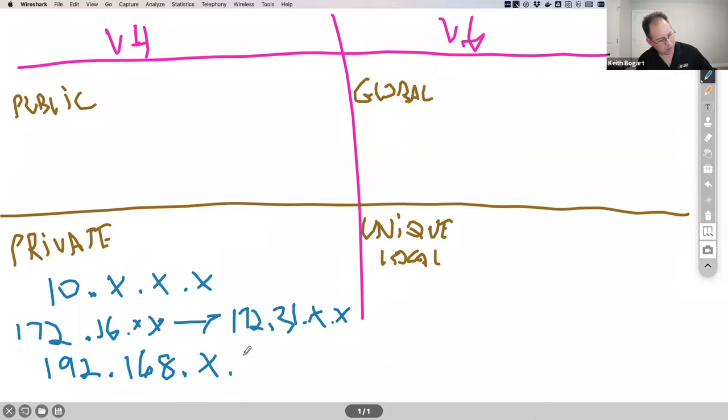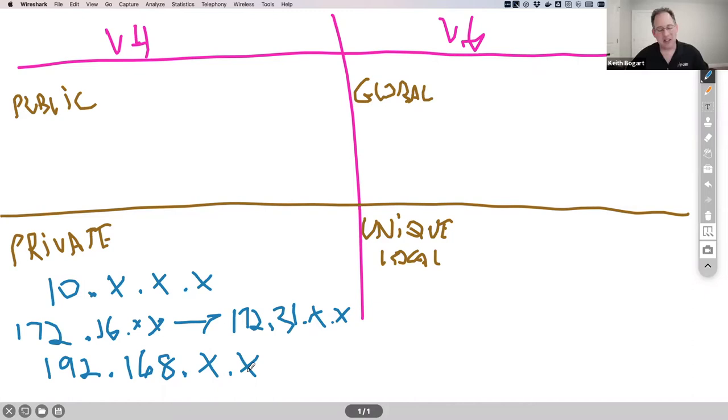Those are all private IPv4 addresses. So if your device, your laptop, your printer, whatever, has an IP address that's in one of those groupings, that's good for your own home network, but you could never use that as a source or destination address if you're trying to send a packet into the global internet. It just wouldn't work.